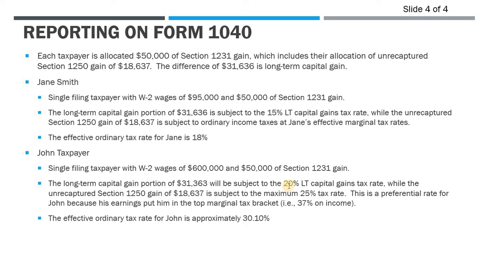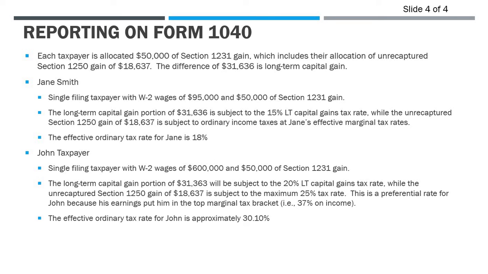So John's going to be paying a 20% capital gains tax rate on his allocation of the long-term piece. And then his section 1250 gain, because he's in the top marginal bracket, he's going to hit this 25% amount. But again, remember, it's capped. So it's going to be capped at 25% on the unrecaptured 1250 portion. Okay, and then when we look at the overall effective rates for everybody, John's overall effective rate is going to be about 30%, and then Jane's is 18%.